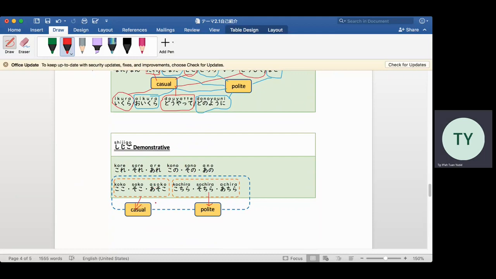Asoko is di sana, over there. Okay. Kochira, here, sochira, there, achira, over there. Sometimes kochira, sochira, achira can be, kochira can be this way. Sochira, that way. Achira, that way. So detail in the next chapter lah.